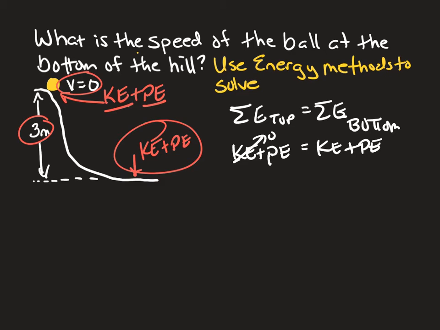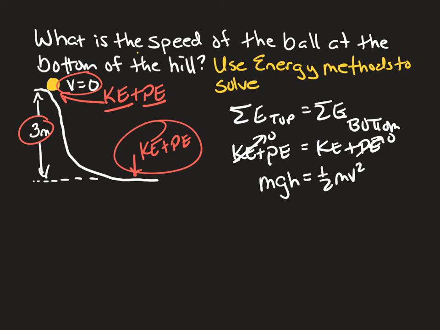On the bottom of the hill, I ask the same two questions. At the bottom of the hill, do I think it's moving? Yes. Usually when I fall down the hill, I pick up speed, so I move at the bottom. Is the bottom of the hill higher than the other location, which is the top? And no, it's not. So that's going to go away. So that means potential energy equals kinetic energy. So in this problem, mgh is equal to 1/2 mv squared.